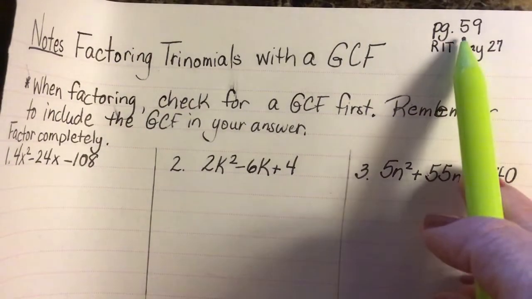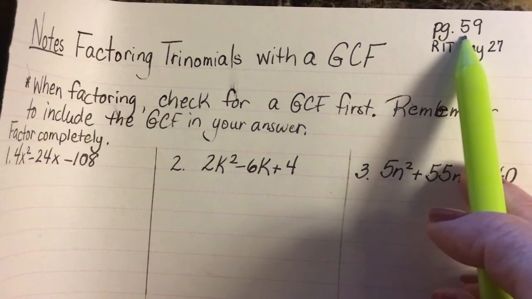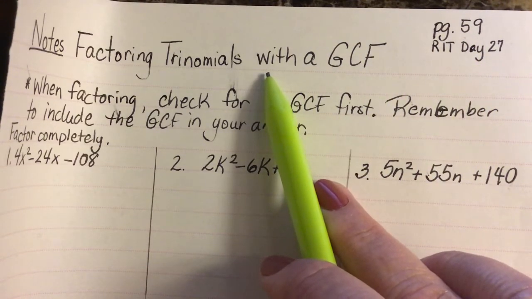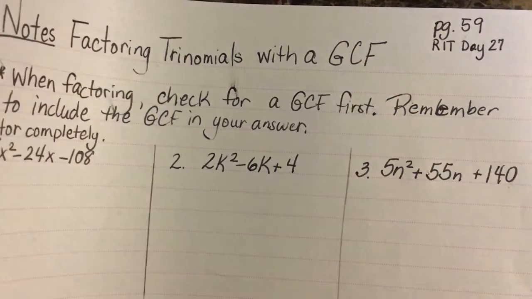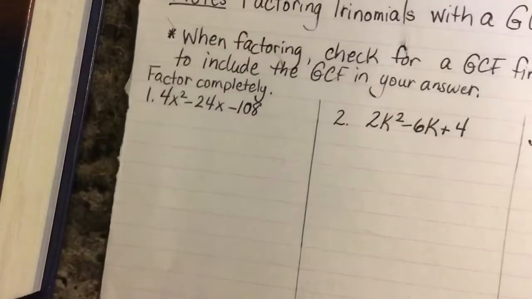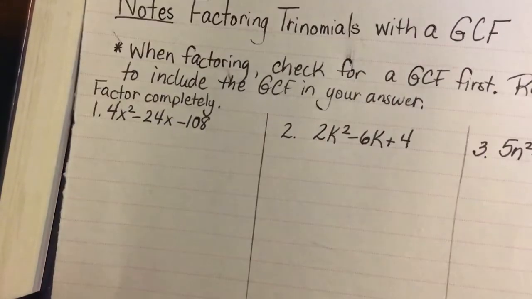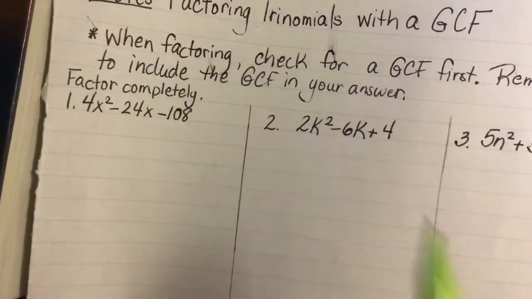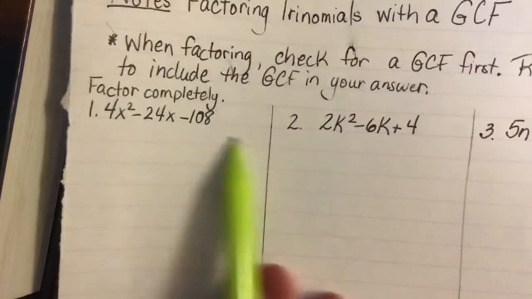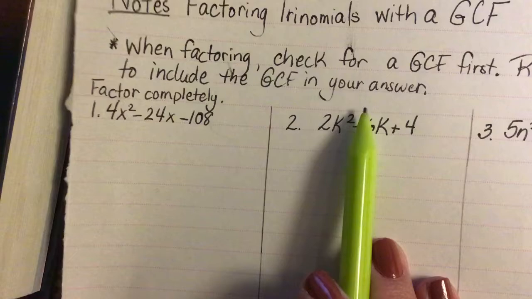This is page 59 in your notebook. This will be the title in your table of contents. And if you'll just take notes and then put this in your notebook when you're finished. Okay, it says when factoring, check for a greatest common factor first. Then remember to include the greatest common factor in your answer.